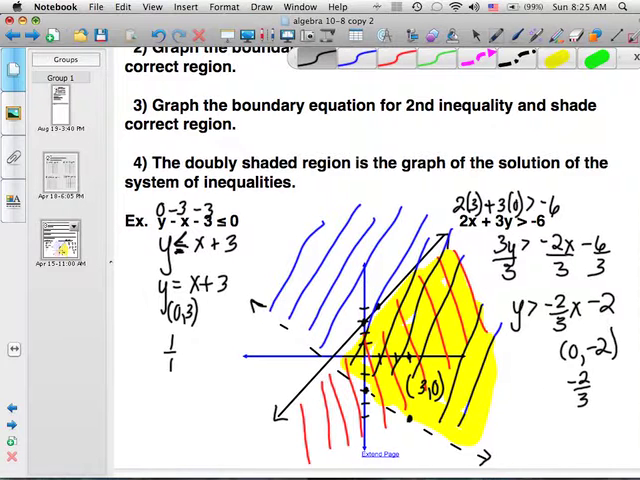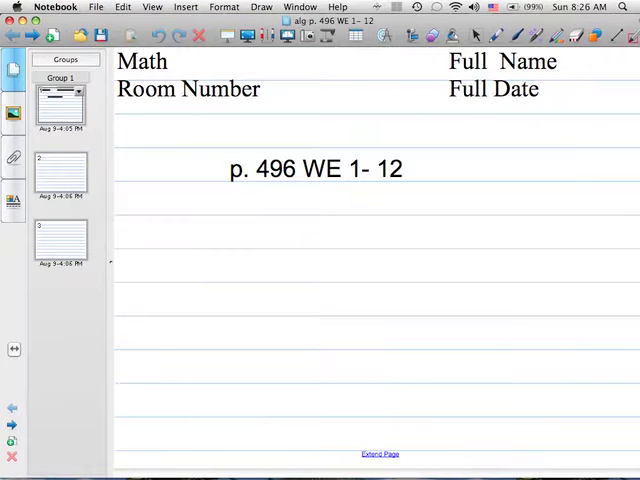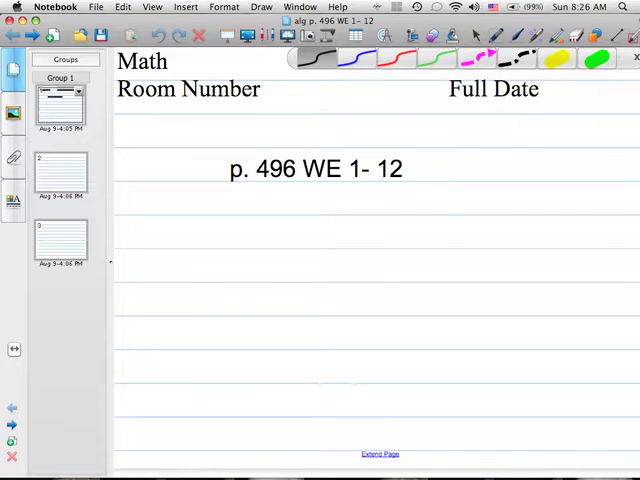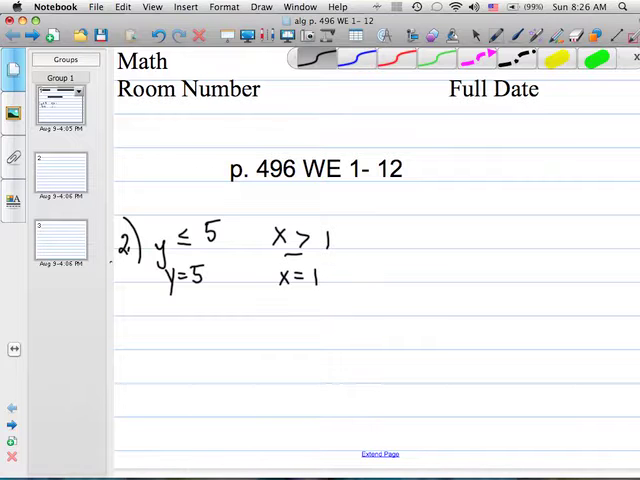We're ready to do the assignment, so you need to turn to page 496, and it's written 1 to 12. And the directions say graph each pair of inequalities and indicate the solution system by cross-hatching or shading. So problem number 2, we have y is less than or equal to 5, and x is greater than or equal to 1. Boundary equation, y equals 5, x equals 1.